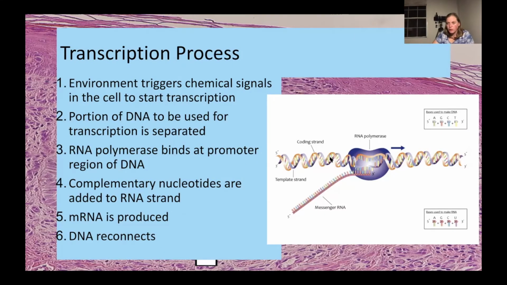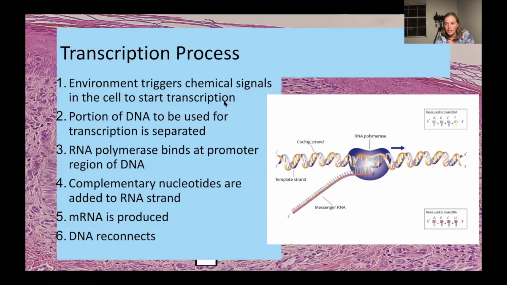Transcription is not as complicated as you might be thinking it is. This cell is living in a certain environment with a certain set of proteins. And if that environment changes, then the set of proteins it's using might change as well. So the environment is going to trigger a chemical signal that's going to be sent to the nucleus to kick off protein synthesis. And we're always going to start with transcription.